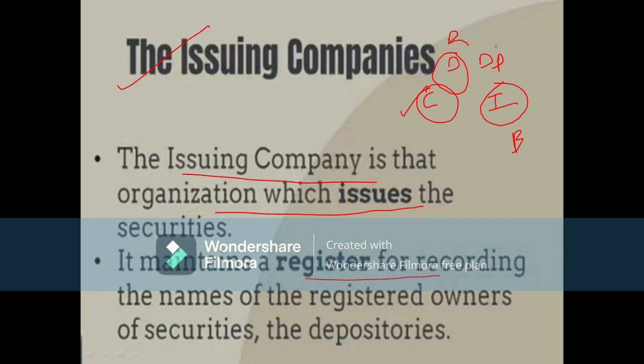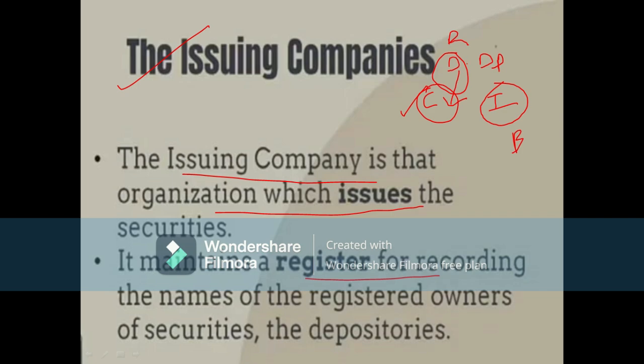Okay, so the company maintains a register for recording the names of the registered owners of securities. Why is purchasing done by the investor, but the company records the depository as the registered owner? See, the company is selling and buying its shares through depositories and depository participants. Therefore, here it will enter the names of these depositories in the register. So that is why the depository is considered a registered owner.